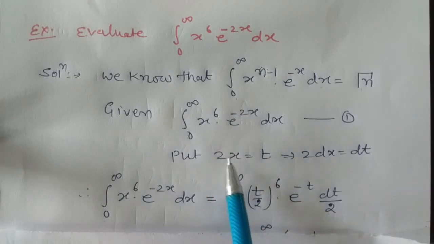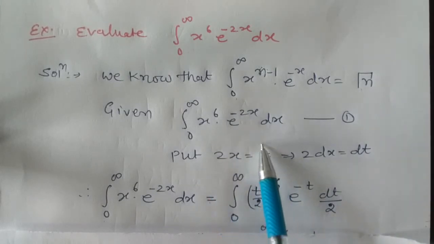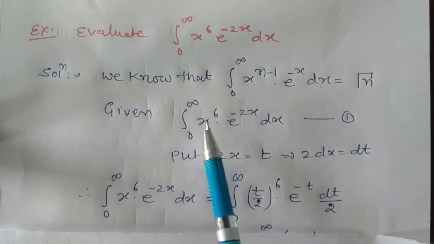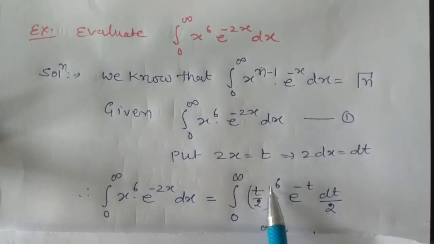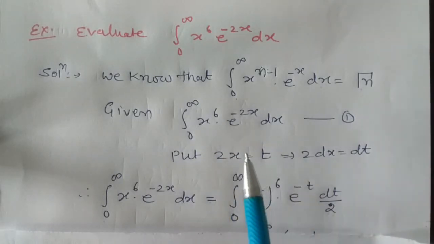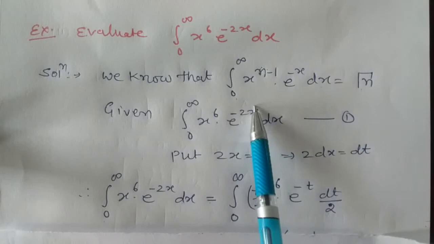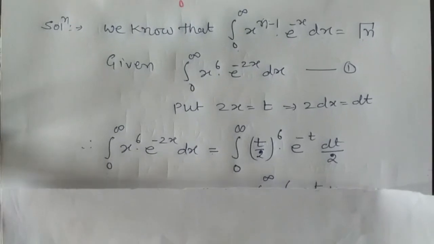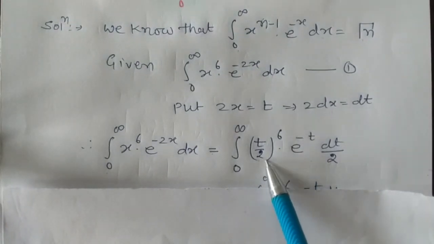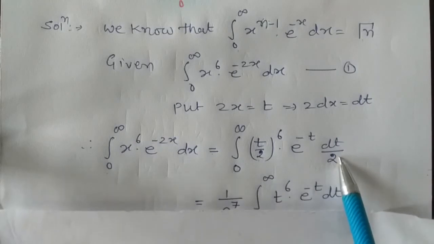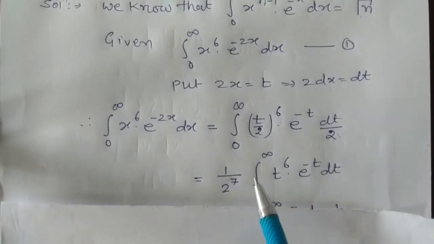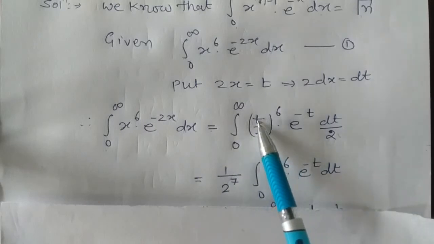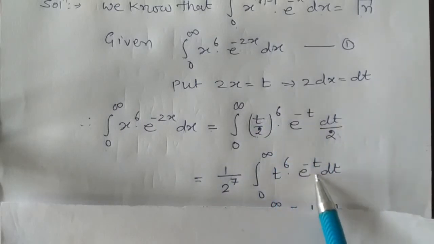Now x is t by 2, the value of x is t by 2 from this transformation. So here we put the value of x as t by 2, then we have t by 2 whole power 6 into e raised to minus 2x, which is minus t, into dx, which is dt by 2. Now we simplify this, we get 1 upon 2 power 6 into 1 upon 2 is 1 upon 2 power 7, integral 0 to infinity, this becomes t power 6 into e raised to minus t dt.